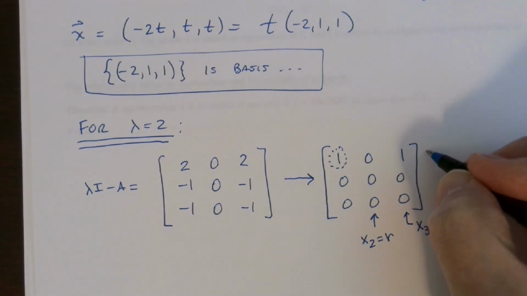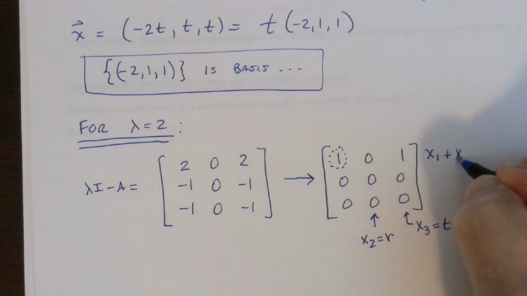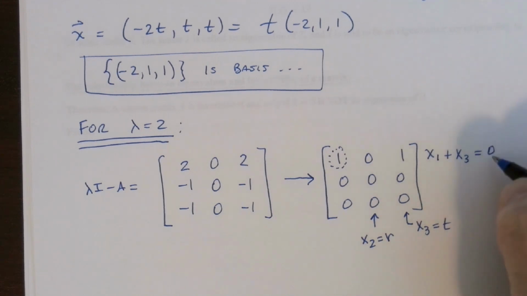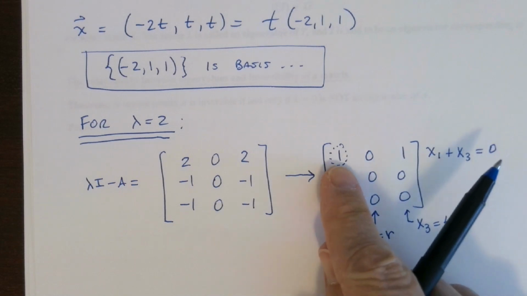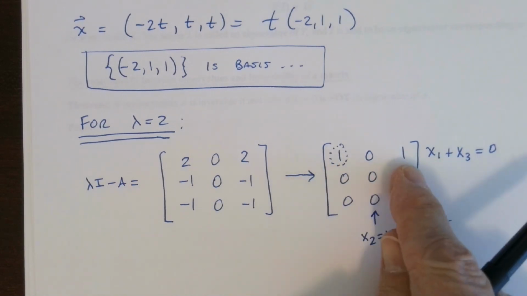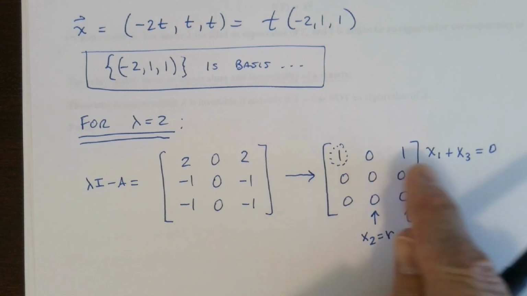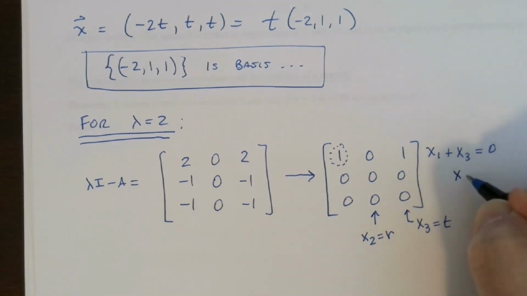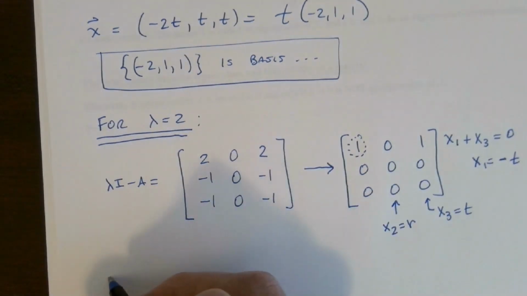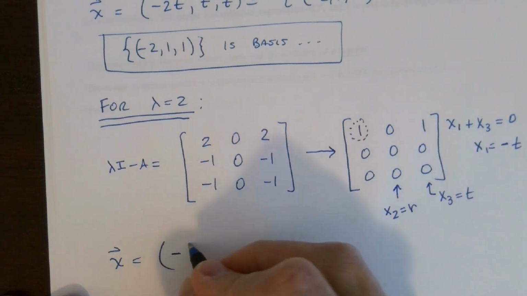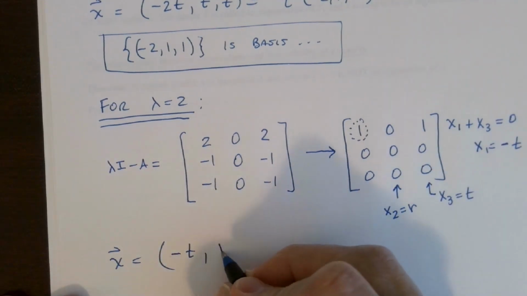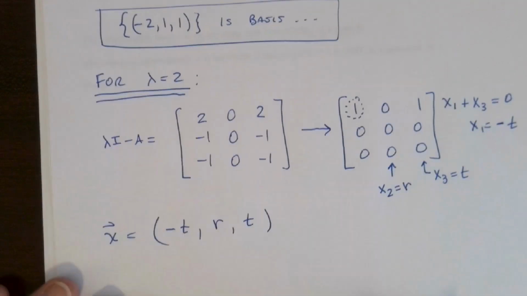And what's this equation say? x1 plus 0x2 plus x3 is equal to 0. Remember, the zeros are here. I'm not putting the constants out there. This is the coefficient matrix. Don't say this is x1 equals 1. This is x1 plus x3 equals 0. So x1 is equal to negative x3, which I'm calling t. And so my solution x is of this form. x1 is negative t, x2 is r, x3 is t.